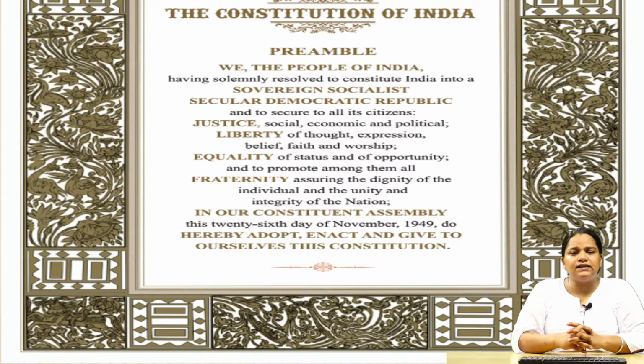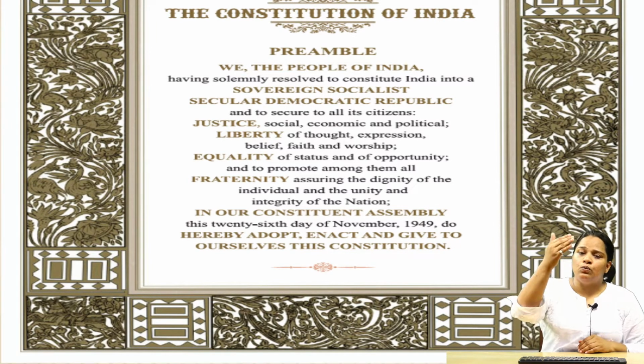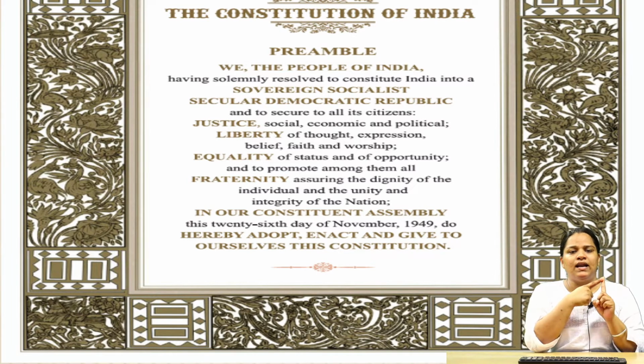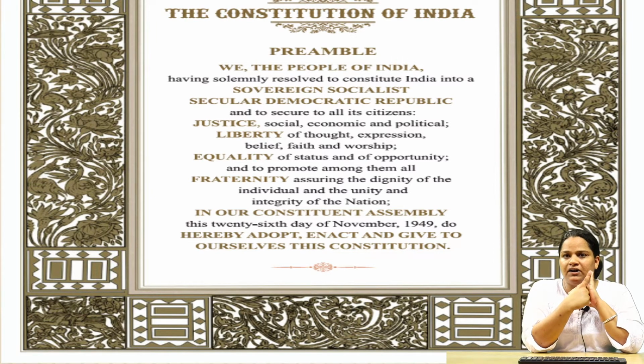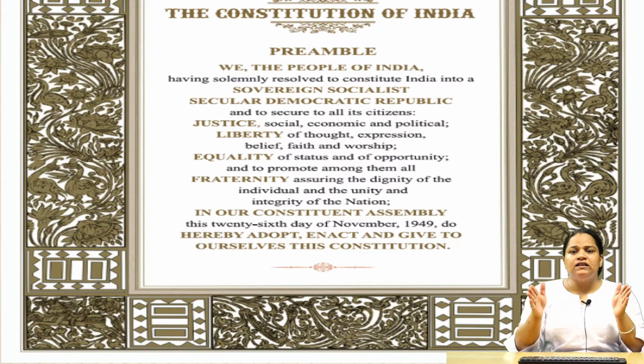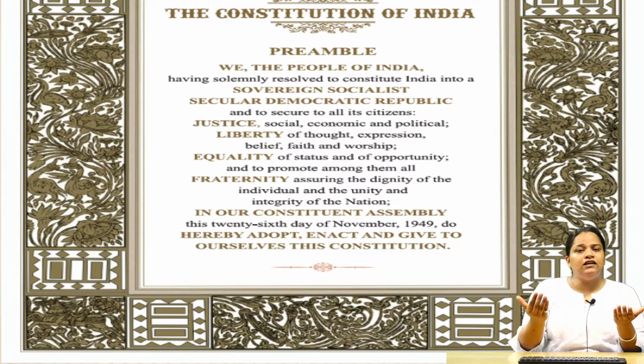In our Constituent Assembly, the 26th day of November 1949, do hereby adopt, enact and give to ourselves this constitution. What it means is, we the people of India are giving this constitution to ourselves, which is going to ensure that everyone has equal right to get justice, liberty, equality, and most importantly we have to promote fraternity, so that the state of India, the Union of India, is a peaceful place wherein every individual has equal rights to grow.